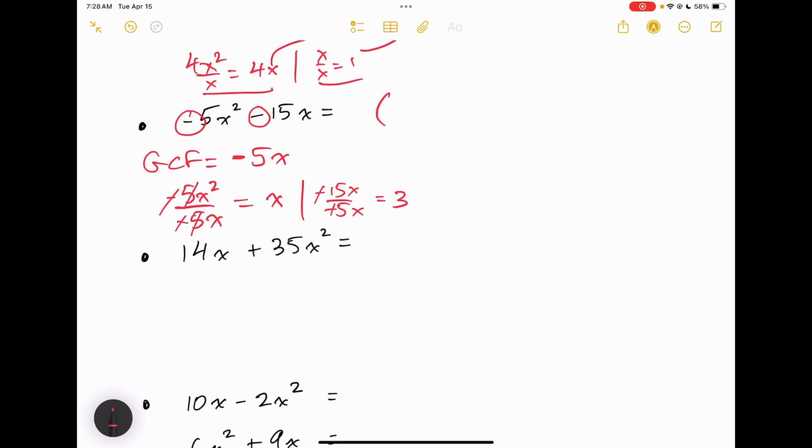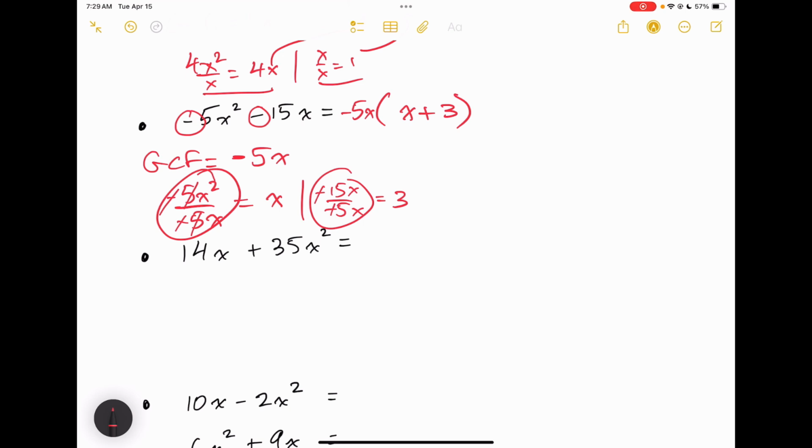So now, my block of parentheses will now be x plus 3. Despite the fact that the negatives were in the original problem, they've canceled out in each of these division steps. Because our outside number, our bodyguard, is going to be negative 5x.